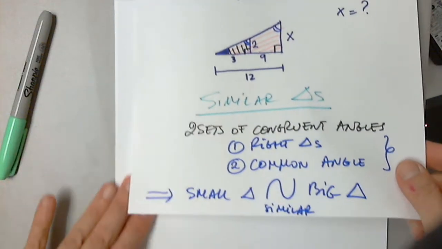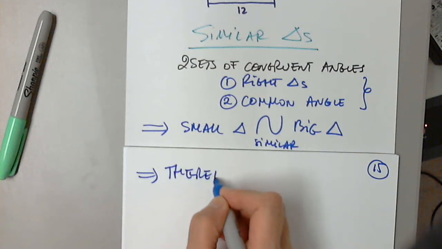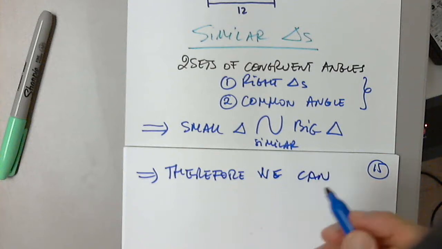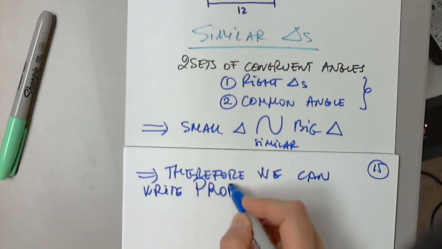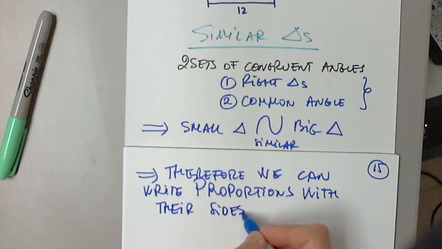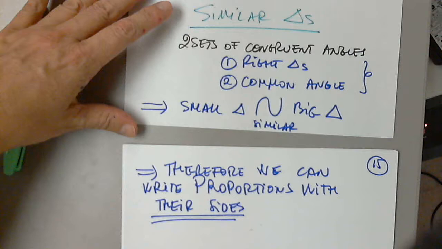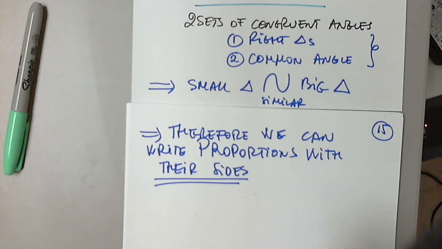Now, it's very important how we write proportions with their sides. Because they are similar, we can write proportions with their sides. This is what is useful for us. This is extremely important, but you cannot just write proportions in any way, with no order. Here's how we write the proportions. I recommend the top, let's say, is the small triangle. Everything that we put in the numerator comes from the small triangle. Everything we write in the denominator comes from the big triangle. But in a particular order.